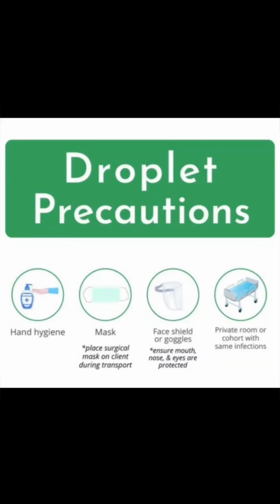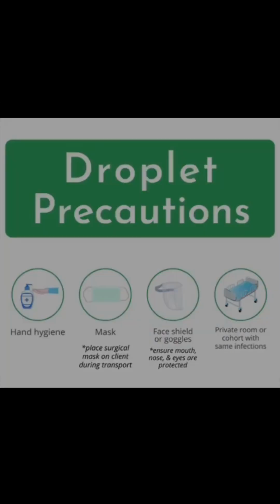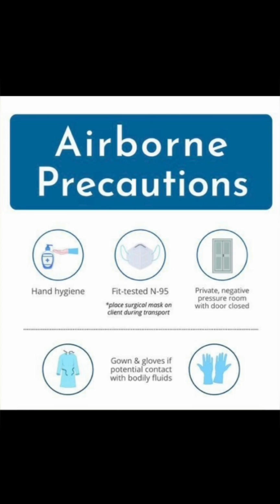Then we have the droplet precautions. First, hand hygiene, and wear a surgical mask and face shield or goggles. Ensure the mouth, nose and eyes are protected. Then we try as much as possible to limit the transport of the patient and put him in a private room. For airborne precautions, first we do hand hygiene and wear a fit-tested N95 mask. Then we put the patient in a private negative pressure room with the door remaining closed. Then wear the gown and gloves before entering the patient room and remove them after going outside the patient room.